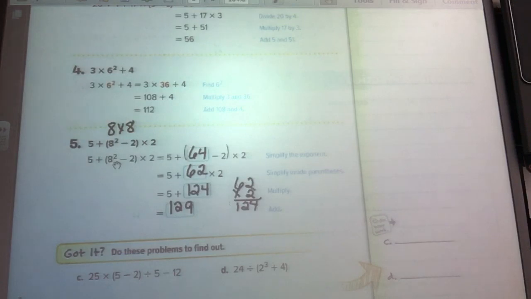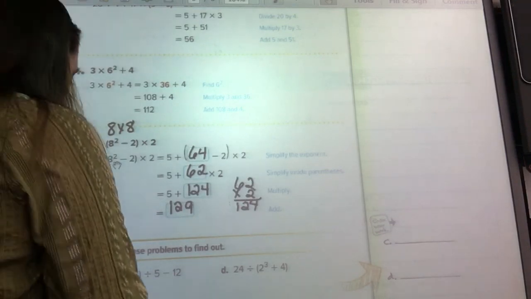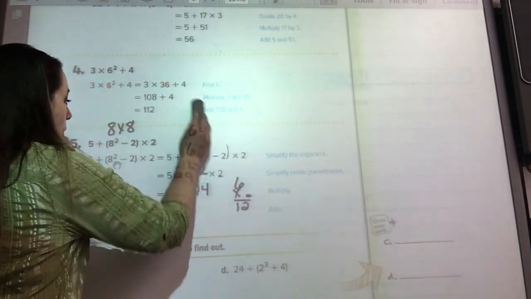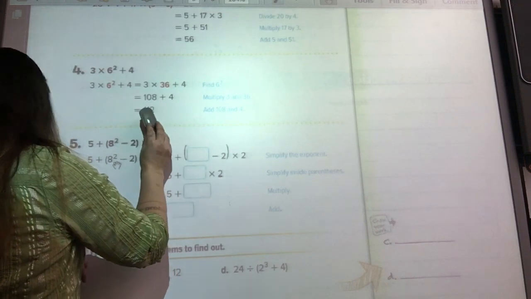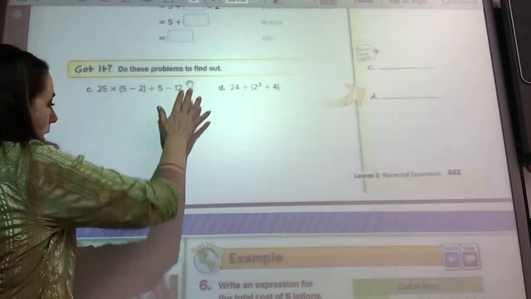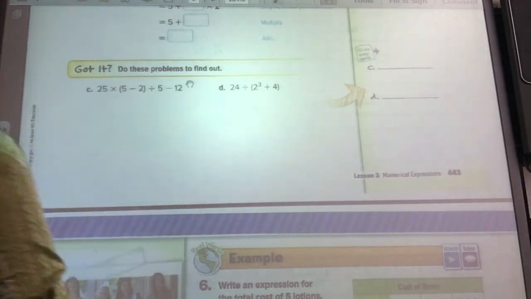Okay, it takes some getting used to. Make sure you have PEMDAS written in your notes, or "please excuse my dear Aunt Sally," so that you know what order to go in. If you know what order to go in, it's not that difficult to do. But if you don't, you're going to get the wrong answer every time. All right, let's do these together.